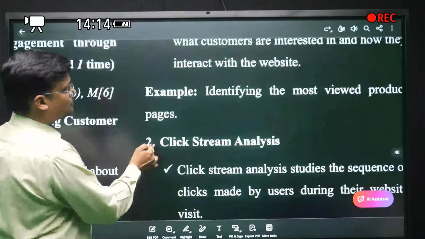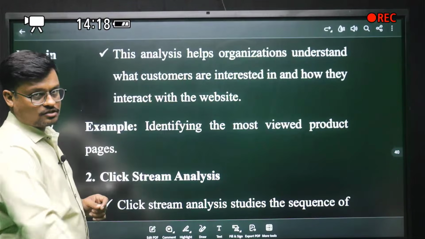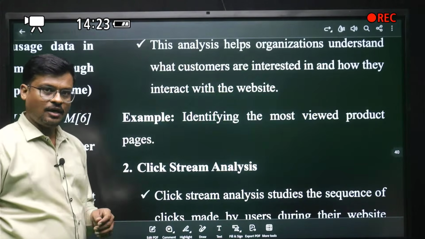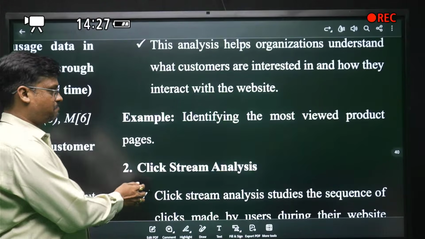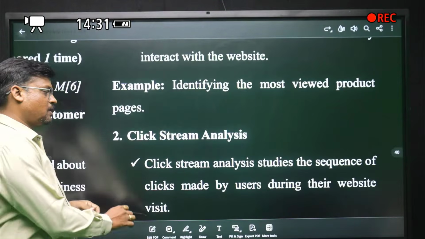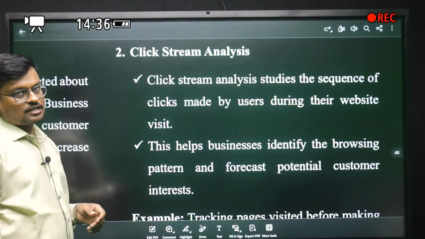Okay, the second one is: this analysis helps organizations understand what customers are interested in and how they are interacting with the website. And I'll create more engaging content so that you'll spend more time over there. Example, identifying the most viewed product pages. And the second sequence is clickstream analysis.